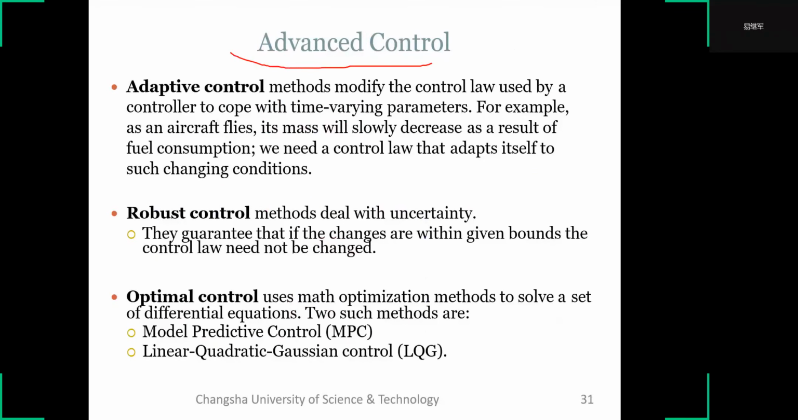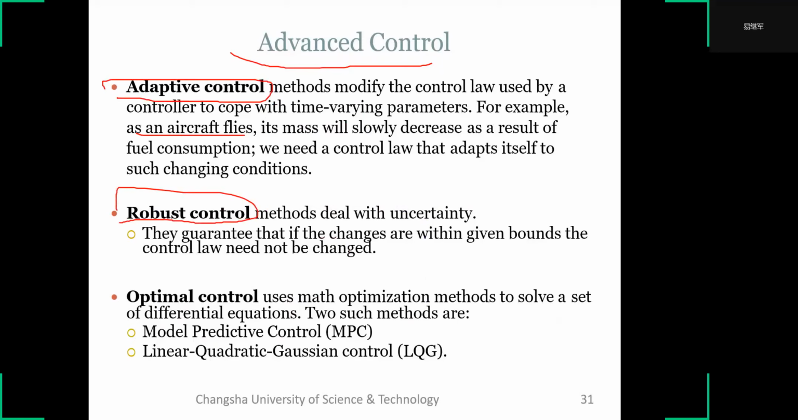Advanced control. Adaptive control methods modify the control law used by a controller to cope with time-varying parameters. For example, when an aircraft flies, its mass will slowly decrease as a result of fuel consumption. We need a control law that adapts itself to such changing conditions. This is adaptive control.